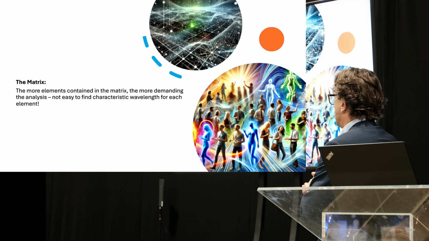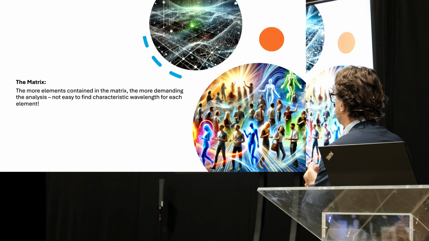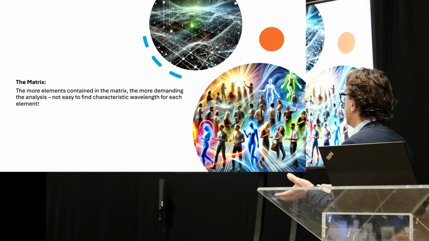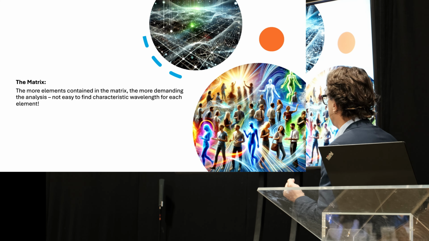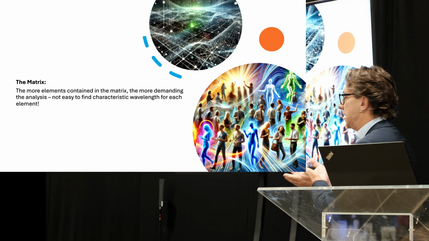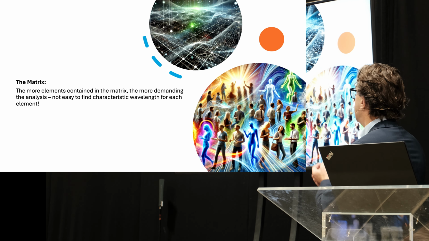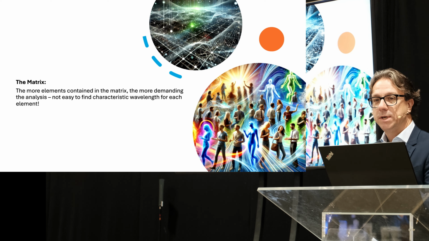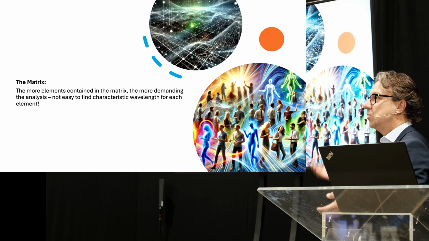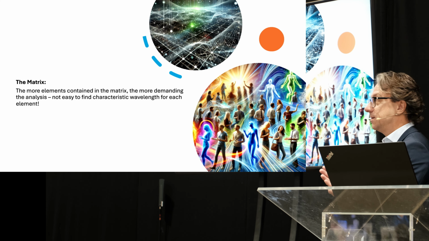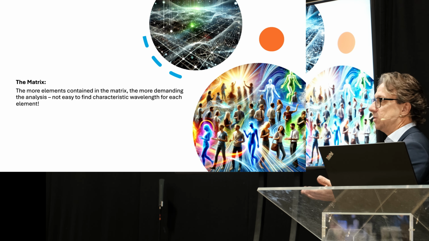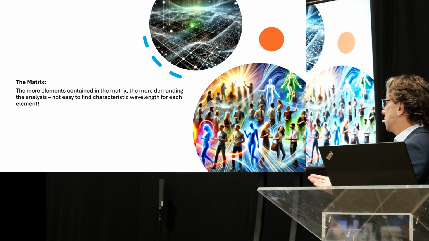For me, I think the most important thing is the matrix. The more elements contained in the matrix, the more demanding the analysis. It's not easy to find characteristic wavelengths for each element. So the more elements you have, the closer their energetic levels are. So it's not easy to find a characteristic wavelength. And this is what we need. We need a characteristic wavelength for each element. If you don't have this, you cannot make sure that you measure only one element. If manganese and iron emit at the same wavelength, you measure them both, and you cannot say what's the concentration of that and this.